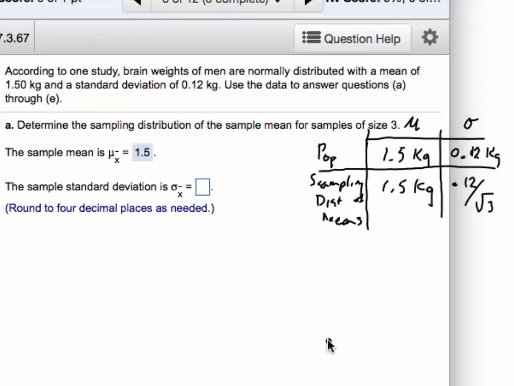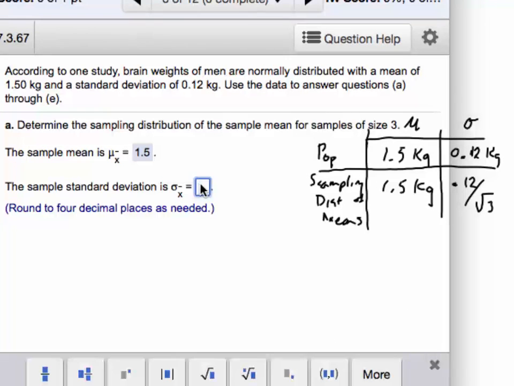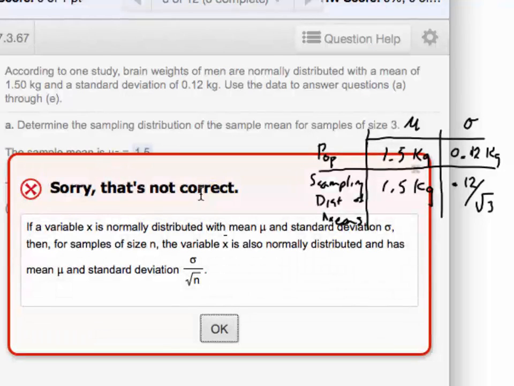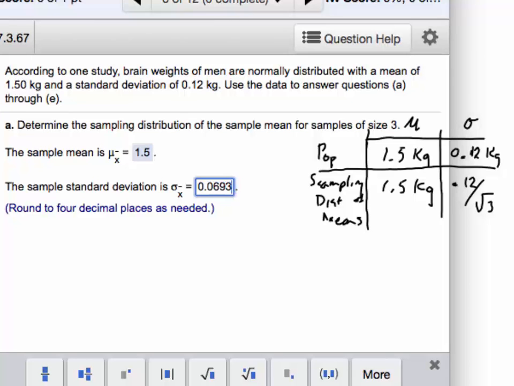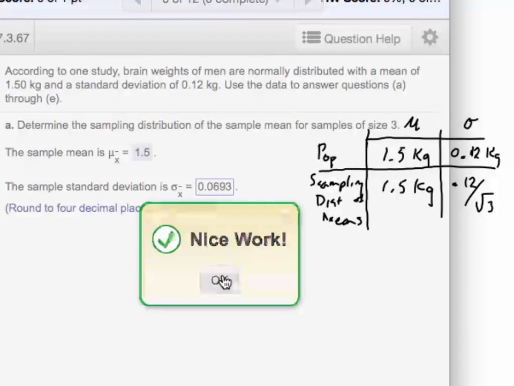Okay, someone have that in their calculator? 0.069. Thank you. What does it want? 4 decimals. It wants one more decimal place. 0.069. Thank you. Sweet. Okay.